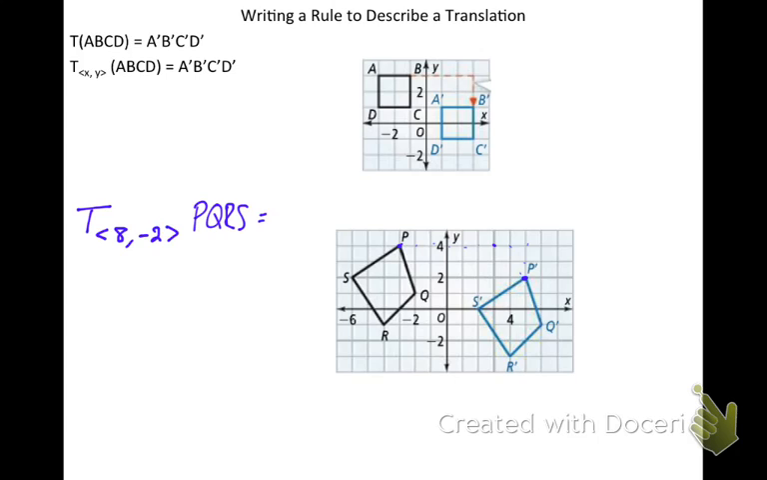PQRS is my pre-image. PQRS prime is my final image.